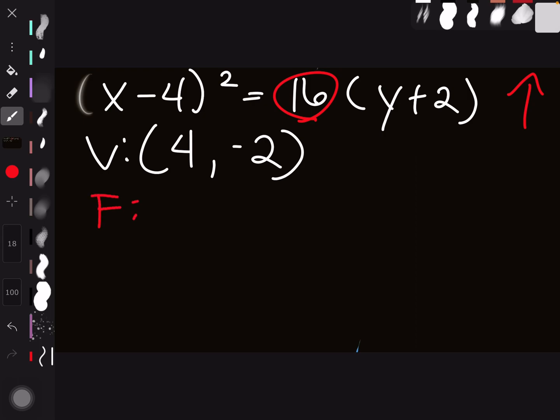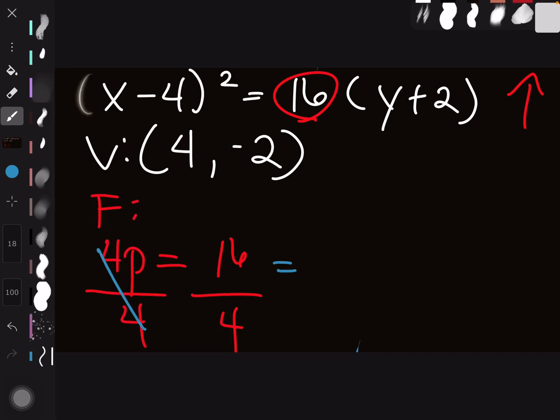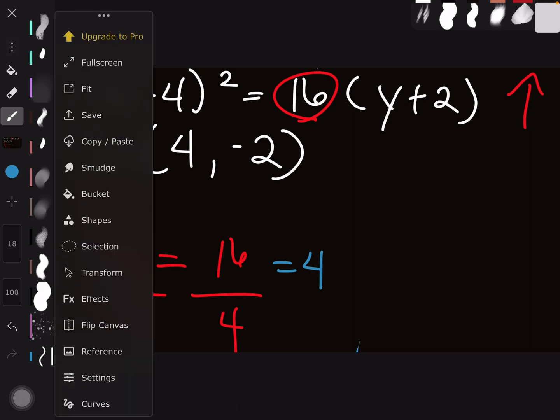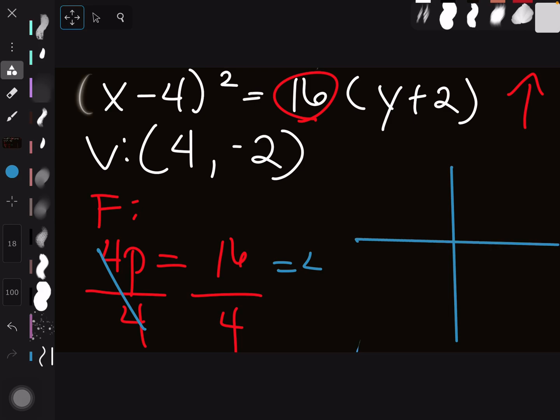Next, we're going to discuss the focus. In order to know the focus, we have to divide 4p, which is equal to 16, by 4 to cancel it out, to get our value. So the value of p is 4. p will help us determine the value of our focus and how many units we have to move upward.